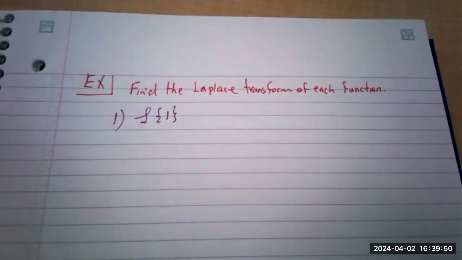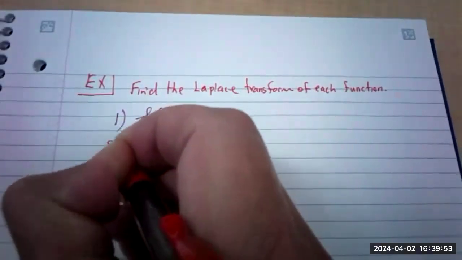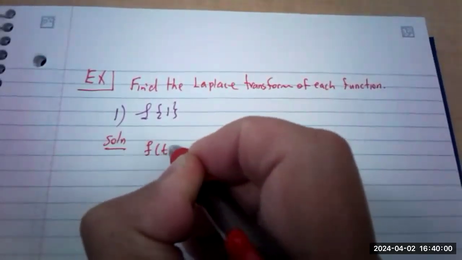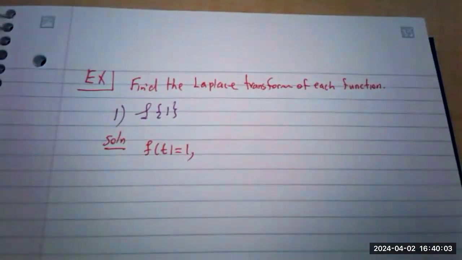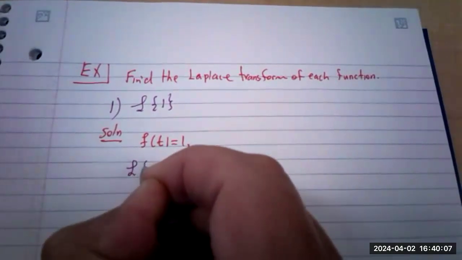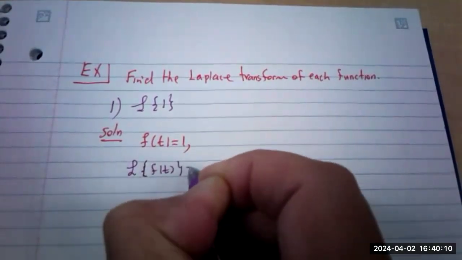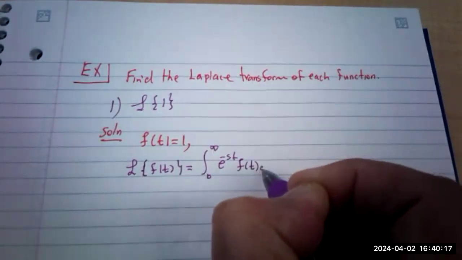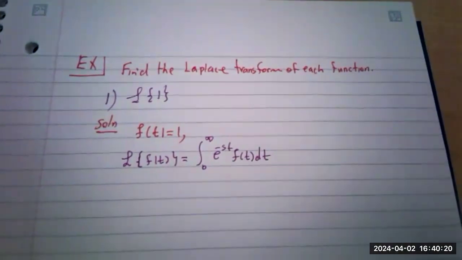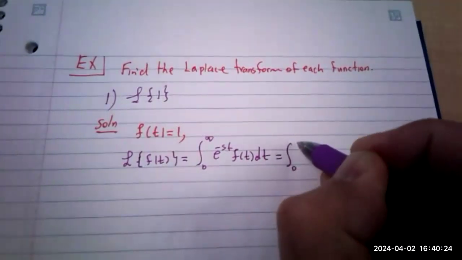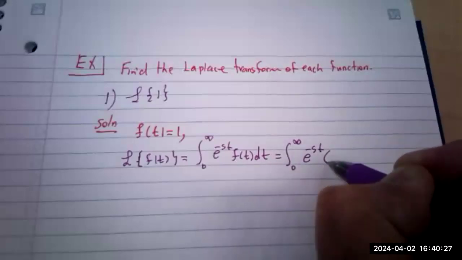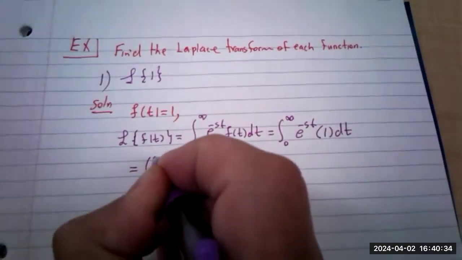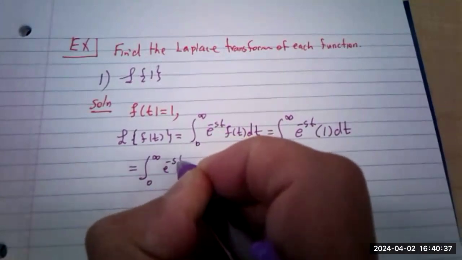Okay, let's do it. You have the formula. So this is the solution. Your f of t is equal to 1. Bring the formula. What's the formula? The Laplace transform of f of t is the integral from 0 to infinity of e to the negative st times f of t dt. Substitute, f of t is 1. So that gives you the integral from 0 to infinity of e to the negative st times 1 dt, which is the integral from 0 to infinity of e to the negative st dt.